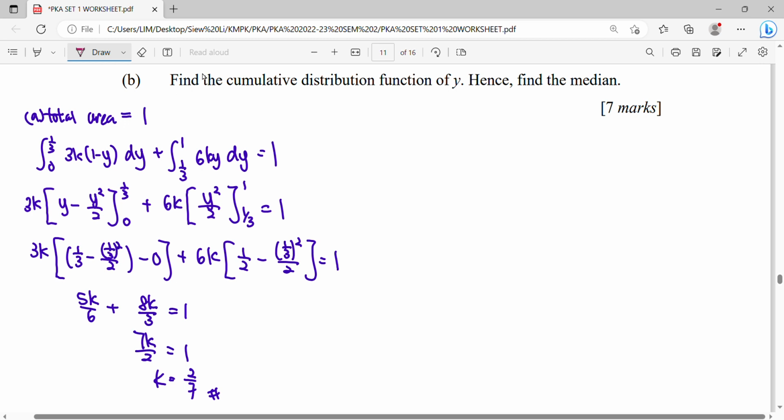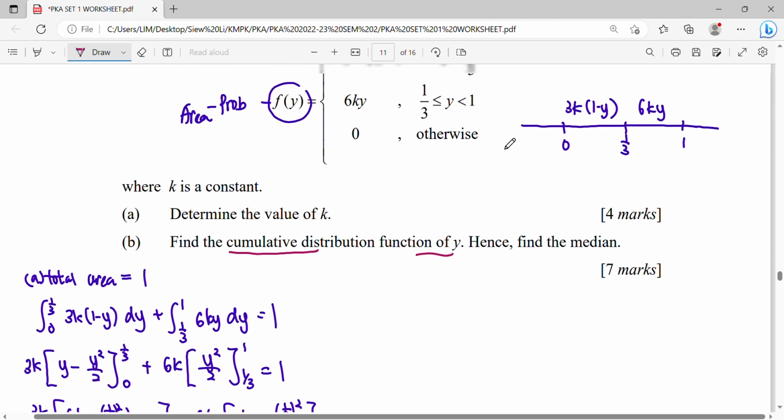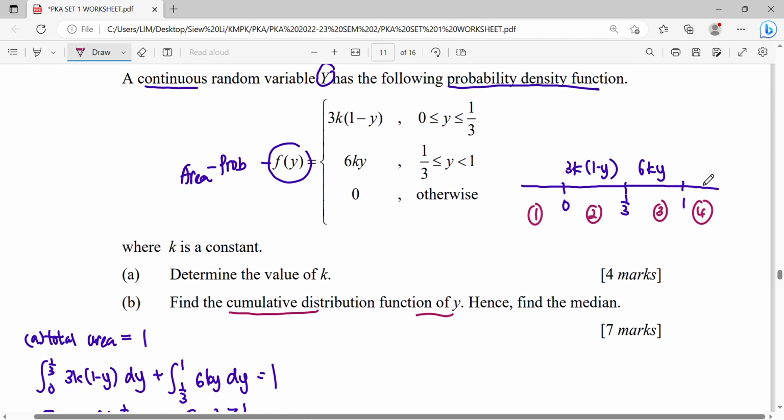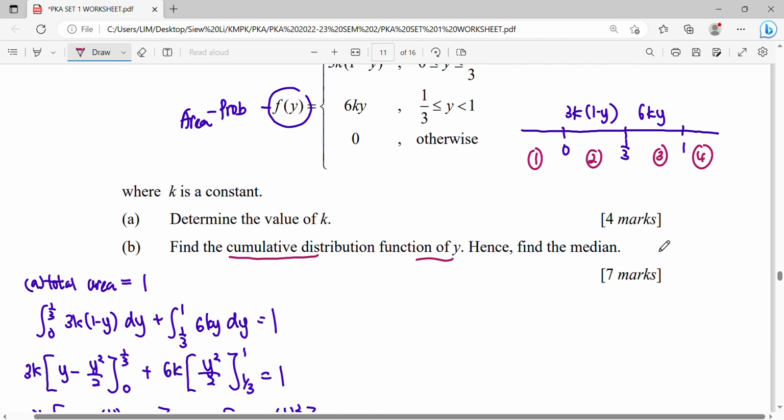B, find cumulative. So we have to build the cumulative function piece by piece. We have to start here. Look at your interval, you're supposed to have 1, 2, 3, 4 steps, from before the graph until after the graph. So before the graph, before the interval, write out your interval.